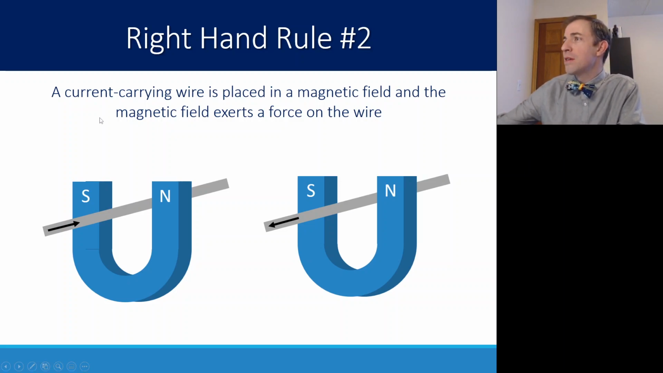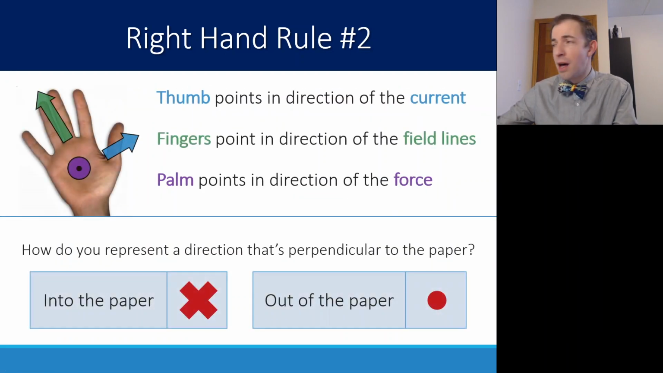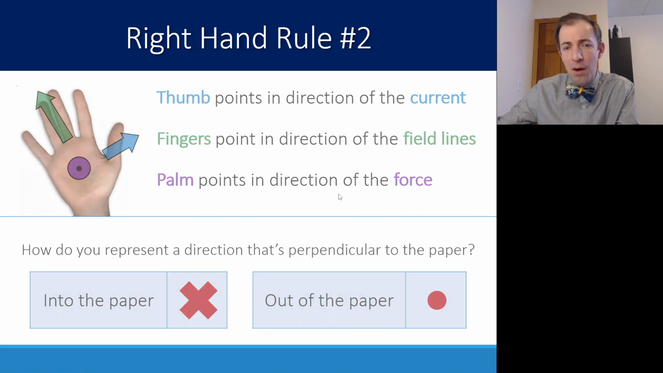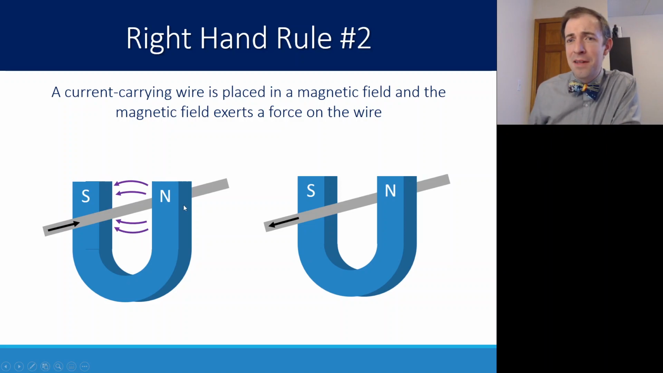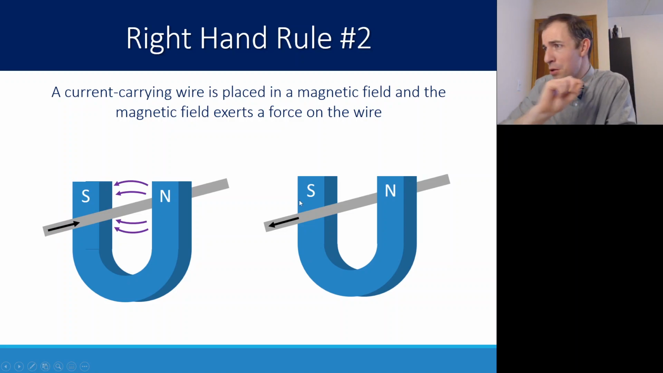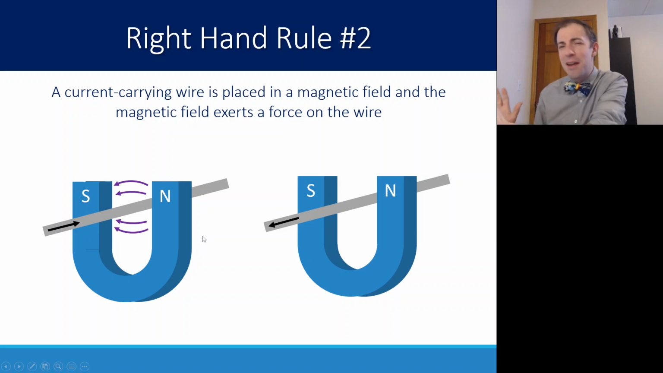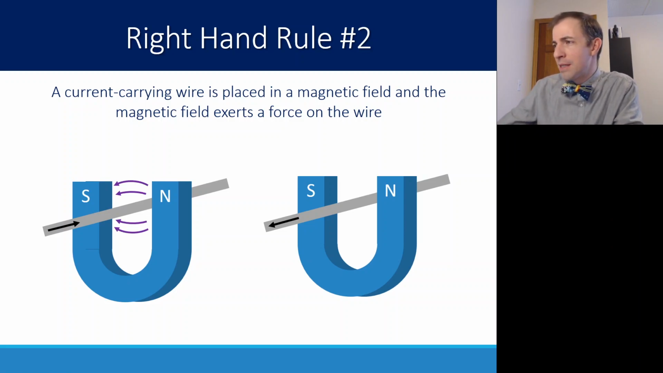So let's imagine we have a current carrying wire placed in a magnetic field, and the magnetic field exerts a force on the wire. Well, we're going to use right hand rule number 2. Remember, thumb in the direction of the current, fingers in the field, and palm with the force. So here we know that our magnetic field, as we talked about in the last lesson, will always go from north to south. So here I have a horseshoe magnet where the field lines go from north to south. And currently I have a wire with a current going into that magnetic field. It's kind of drawn at an angle here, but you can imagine essentially that it is going straight into the board or into the screen.